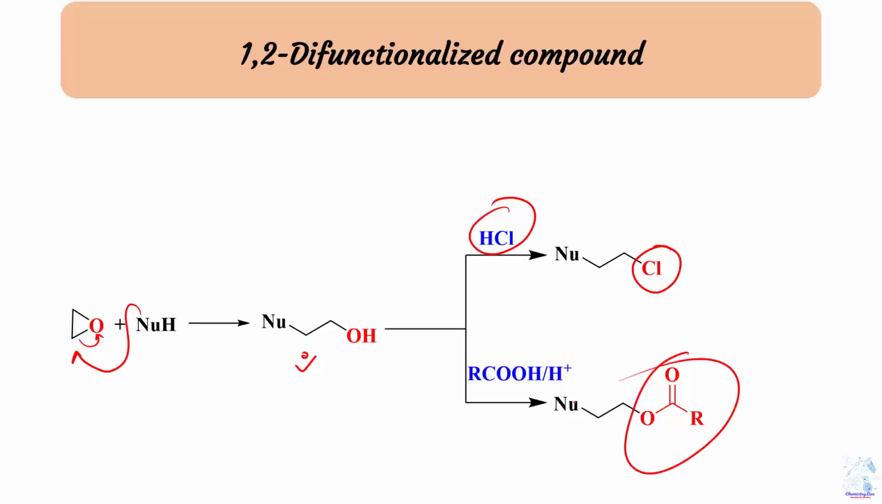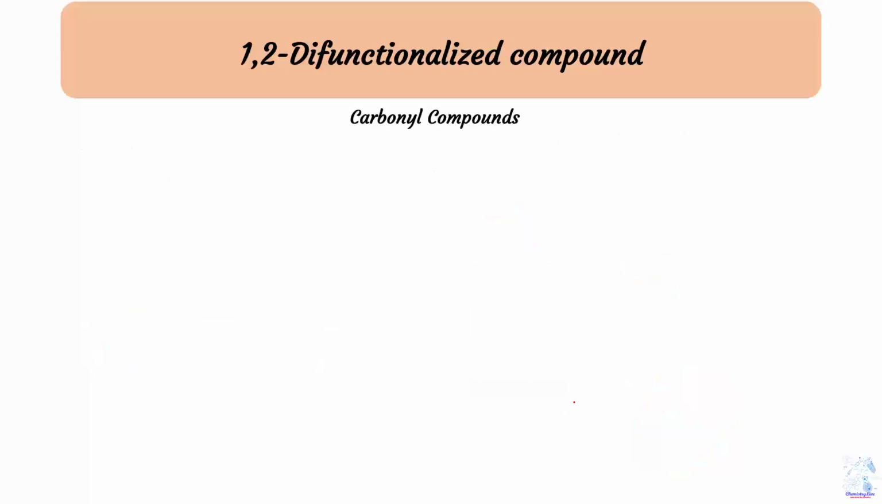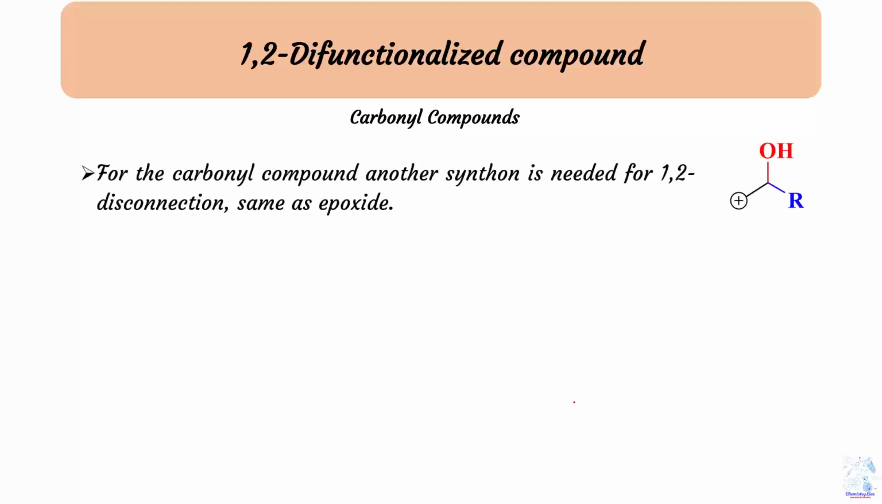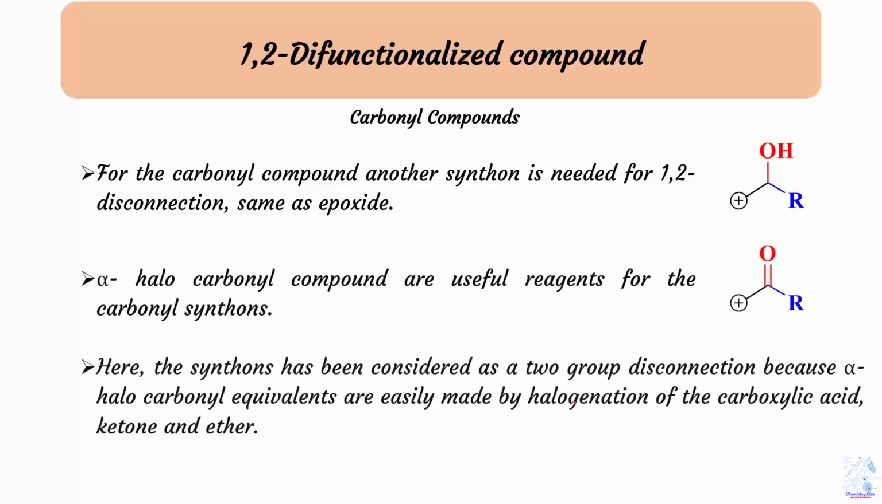So that is the synthesis portion of the previous disconnection. Now we will talk about another carbonyl compound disconnection. For the carbonyl compound, another synthon is needed for 1,2 disconnection, and it's just like that one. An alpha halocarbonyl compound, if we have, is a useful reagent for the carbonyl synthons. So if an alpha halocarbonyl is a useful reagent, we can consider it.